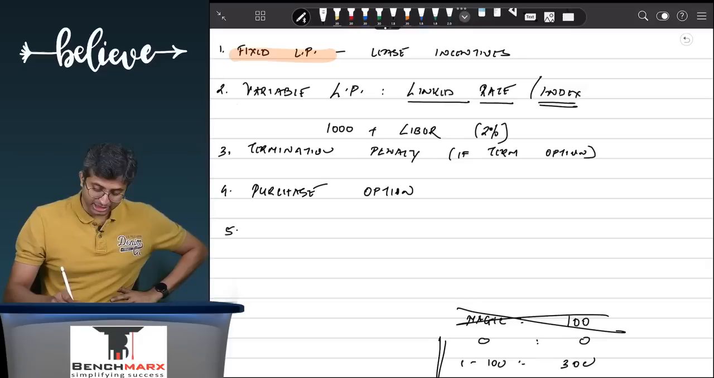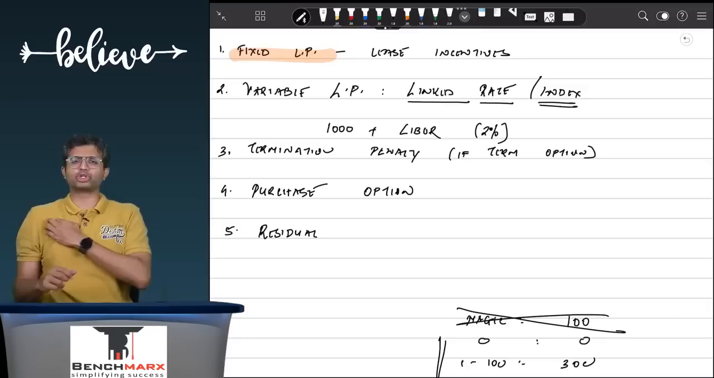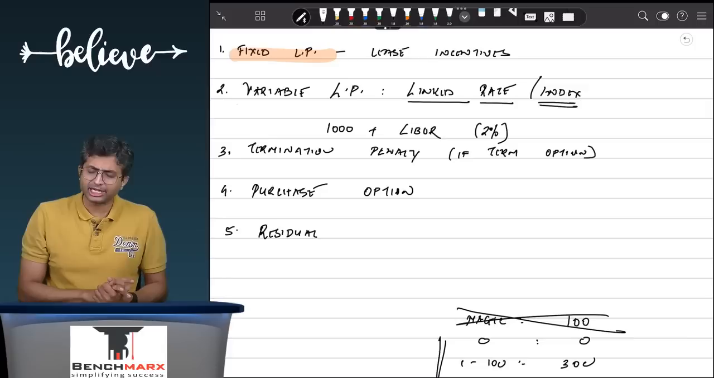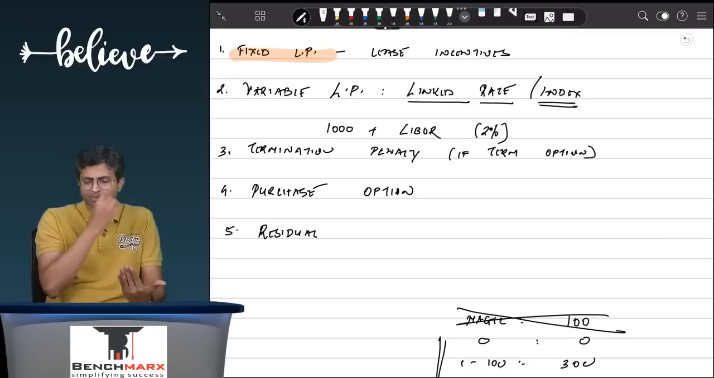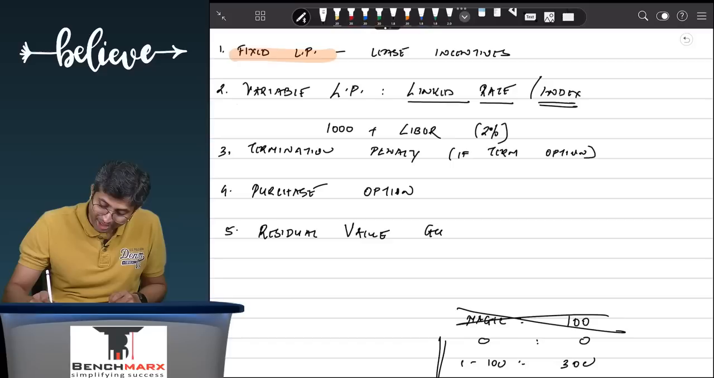And lastly, if there's a residual value guarantee, now this residual value guarantee can take various forms. So you might be told that you have to pay a flat X amount at the end. That is a residual value guarantee. Or you might be given a reference base, that if the residual value is less than 50,000, then you have to compensate for the difference between the 50,000 and your actual residual value. So based on the terms and conditions of the contract, if there's a residual value guarantee, then the payment that you expect to be made under the residual value guarantee should also be a part of your lease payments.